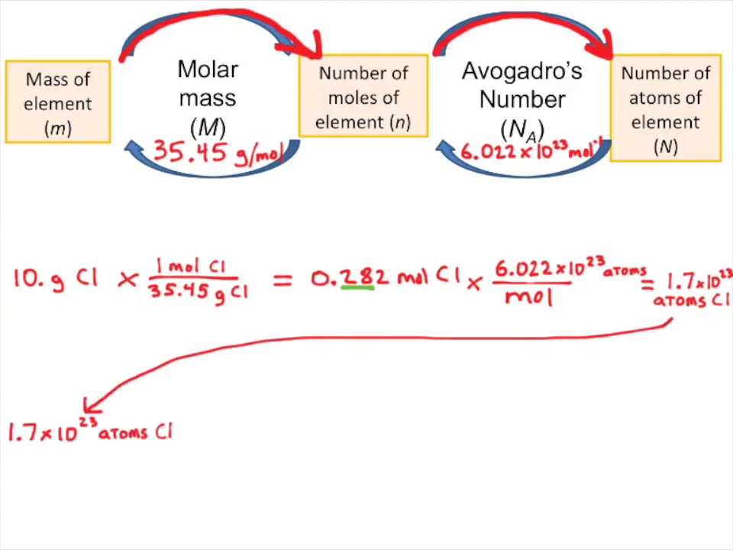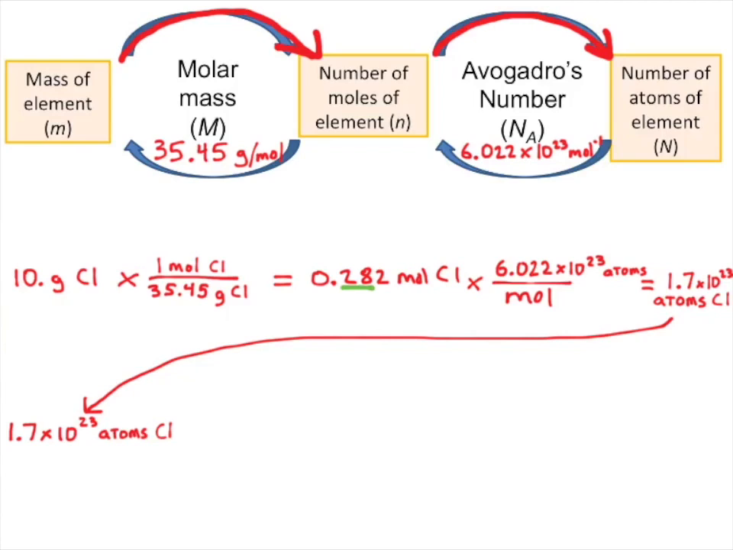Now let's ask the opposite, or the reverse question. What mass of chlorine is present in 1.7 times 10 to the 23rd atoms? Or probably more realistically, what is the mass of 1.7 times 10 to the 23rd atoms of chlorine? Now we do the same steps, just the other direction.